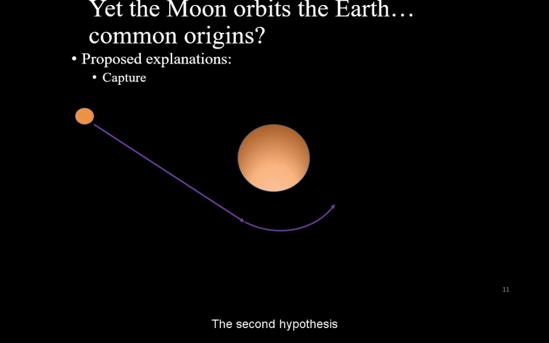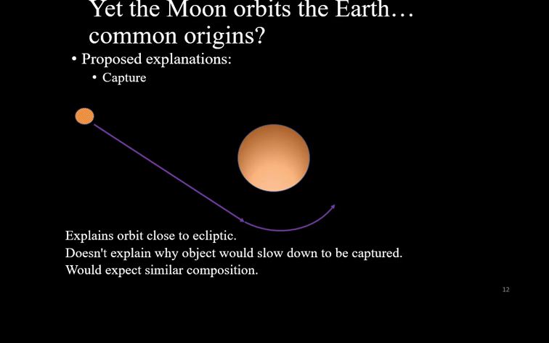The second hypothesis is capture. According to this explanation, the moon formed in a similar orbit to that of Earth, but then came near, slowed down, and started orbiting us. This would explain a moon orbiting near the ecliptic plane, but offers no explanation why the body would slow down at all, nor would it explain the compositional differences.